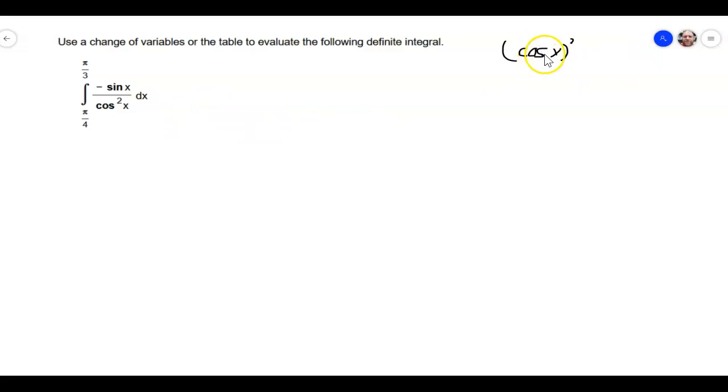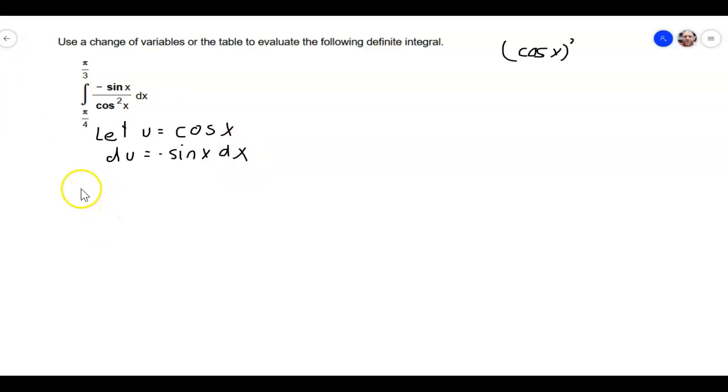So I'm going to let u equal to the cosine of x, and then kind of dealing with a power rule here for the integration. All right, so I'm going to let u equal to the cosine of x, and that means my du, my derivative of u, is equal to the negative sine of x, which is just sitting right in there nicely for me, dx.